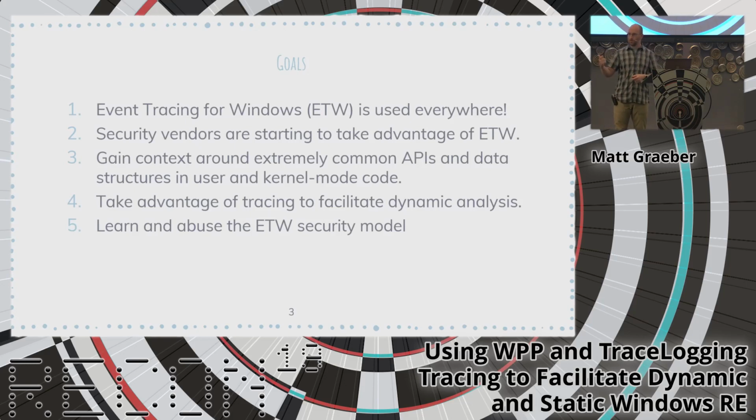just start a WPP and TraceLogging event trace to have, in this case, the Defender AV engine just crap out so much information. Literally almost every single function in the Defender AV engine is instrumented, and you can tap into it and pretty much in every case get all the arguments that were passed to every single function in that engine. And then lastly, we're going to talk about the ETW security model.